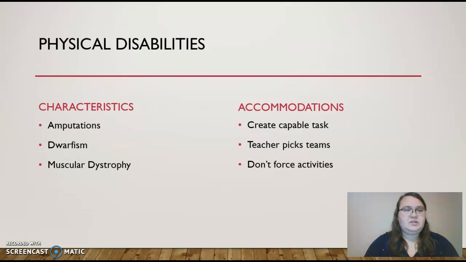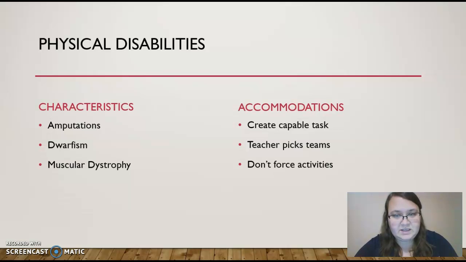Some physical disabilities can be amputations, dwarfism, and muscular dystrophy. Some accommodations can be to create a capable task. Creating a capable task allows them to have self-respect. It also encourages them more. It makes them feel like they are improving. They are just as involved as everyone else.